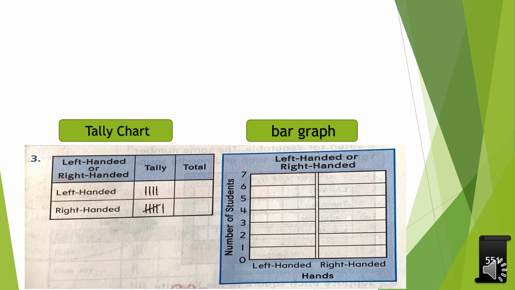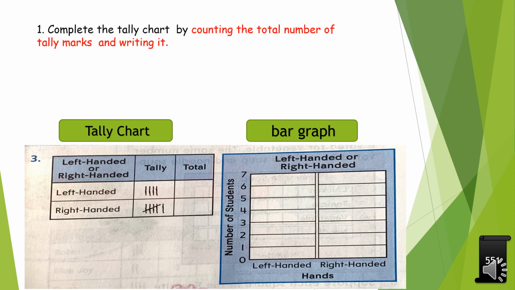We have on the left side here the tally chart. And again, how did you know that this is the tally chart? It uses the tally marks to show data. The other one is a bar graph. The question here is also complete the tally chart by counting the total number of tally marks and writing it. So you count the tally marks of the left-handed and the tally marks for the right-handed and you write the number now.